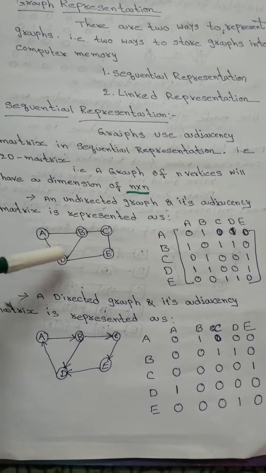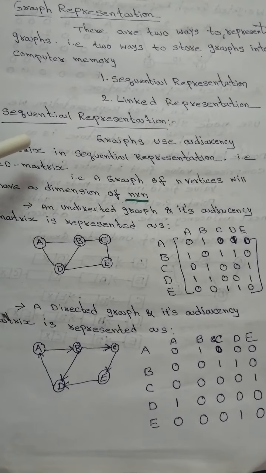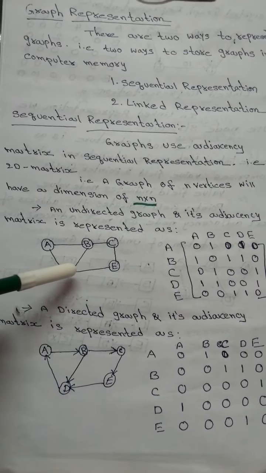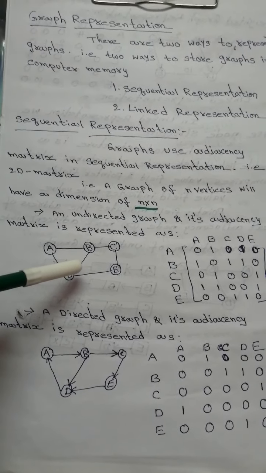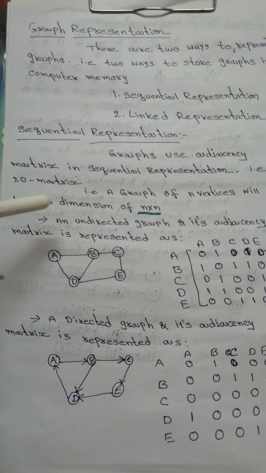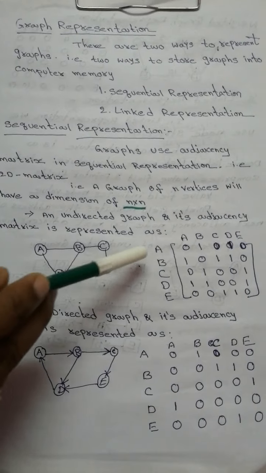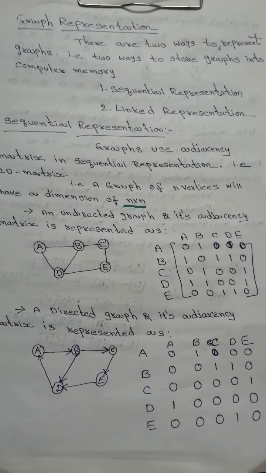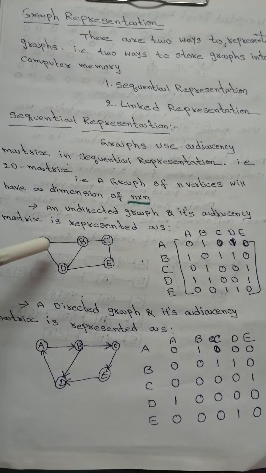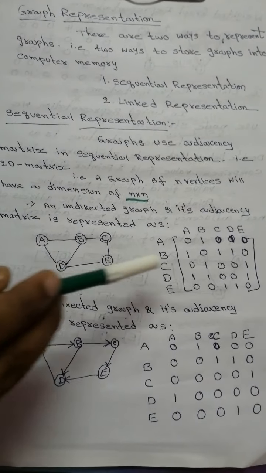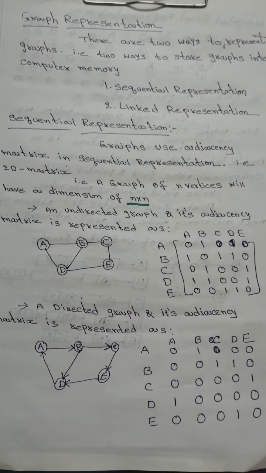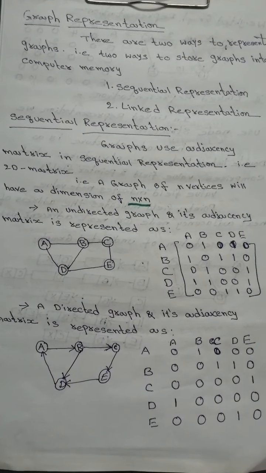Now representing it in a sequential representation means representing this undirected graph using a two-dimensional array. Five vertices means 5 rows and 5 columns. If there is an edge from one vertex to another vertex, it is denoted as 1. If there is no edge to the vertex, it is denoted as 0. That is the computer representation.